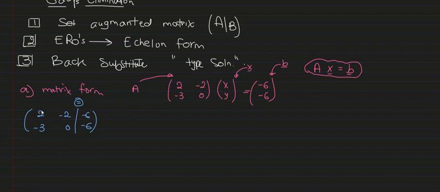We need to use this element and make it 1, right? So we can simply multiply it by half. So we will multiply row 1 by half. It will be 2 times half, which is 1, negative 2 times half, which is negative 1, and finally negative 6, the last element in row 1. Negative 6 times half is negative 3. So we have here negative 6 divided by 2. What about the second row? We will leave it as it is.